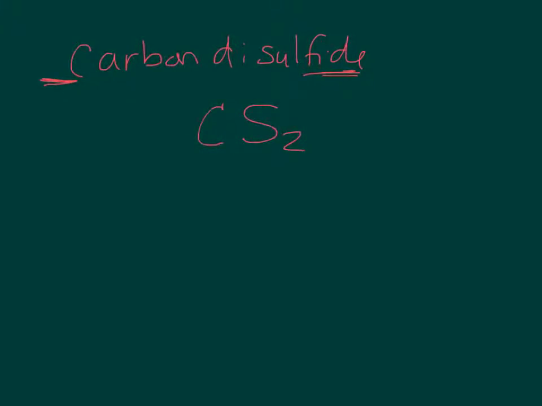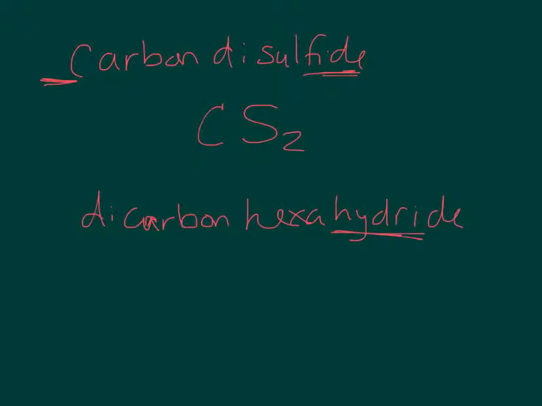So what if I have something like dicarbon hexahydride? Well, hydride comes from hydrogen. So hexa meaning 6, so there's going to be 6 hydrogens, and dicarbon meaning C2.